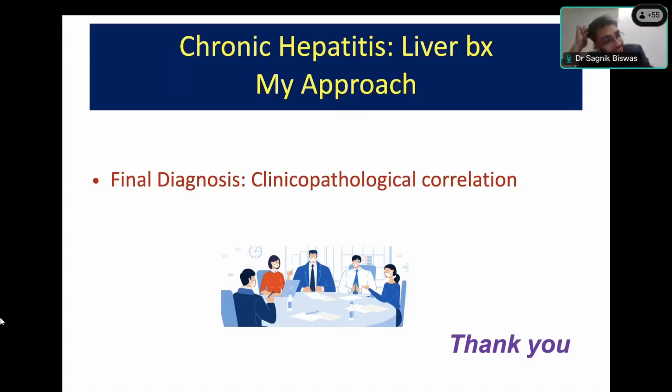I agree completely, ma'am. We've had cases where the diagnosis on the biopsy was different from our suspicion, and we had to sit down with the pathologist and come to a final conclusion. It can be very challenging at times. Yes, definitely.